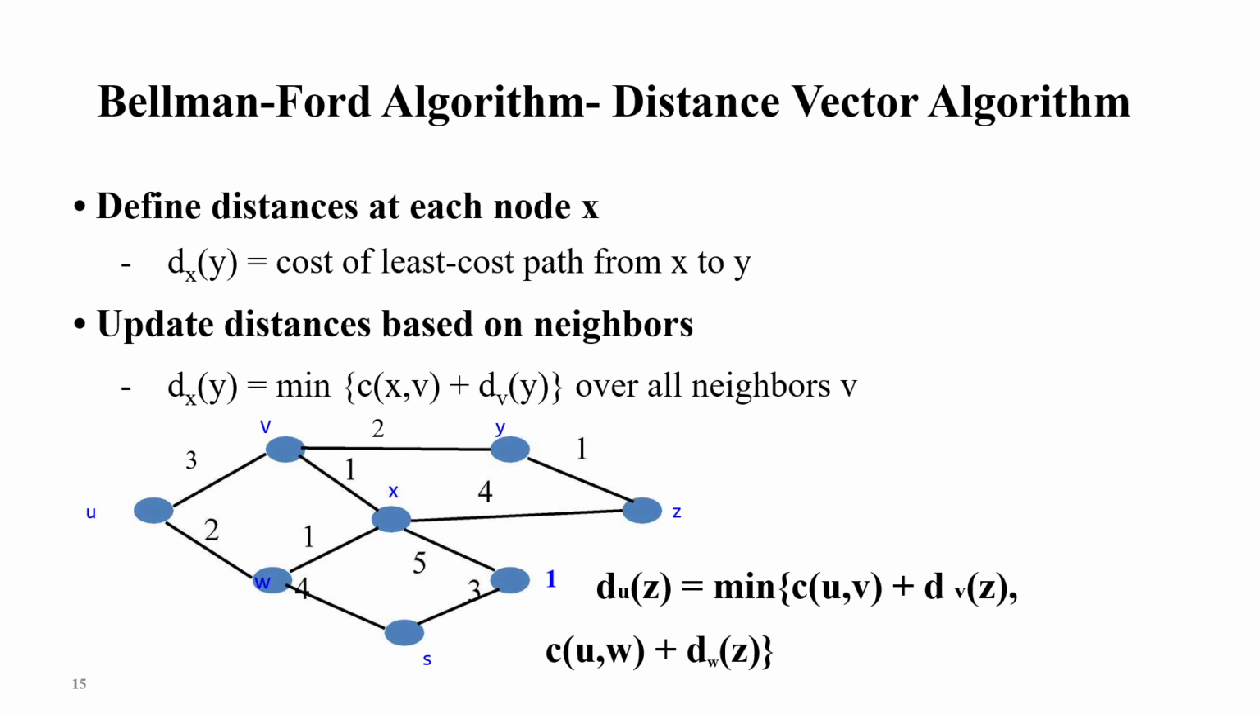Bellman-Ford algorithm for distance vector routing. First, we need to define the distances at each node x. So we need to calculate the cost of the least cost path from x to y. After that, we need to update the distances based on the neighbors' distances. Then we need to choose the minimum distance.